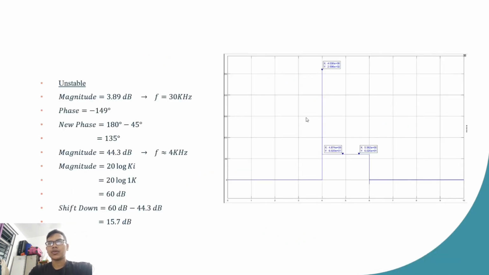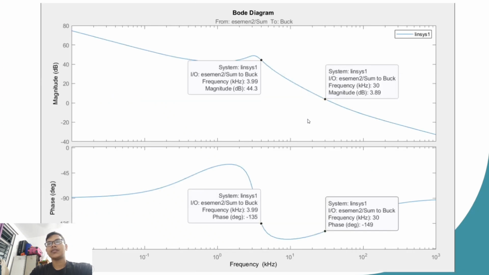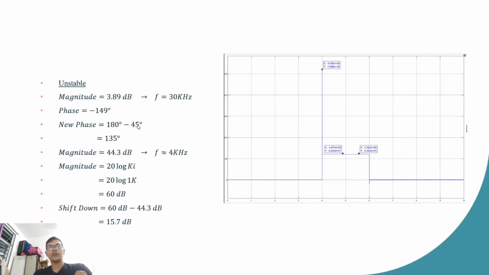So we will have to create an environment that will make the circuit equal to the stable value. So we will have to find a new phase that has a state equal to a stable state. The new phase is equal to 180 minus 45 degrees. So we get 135 degrees.